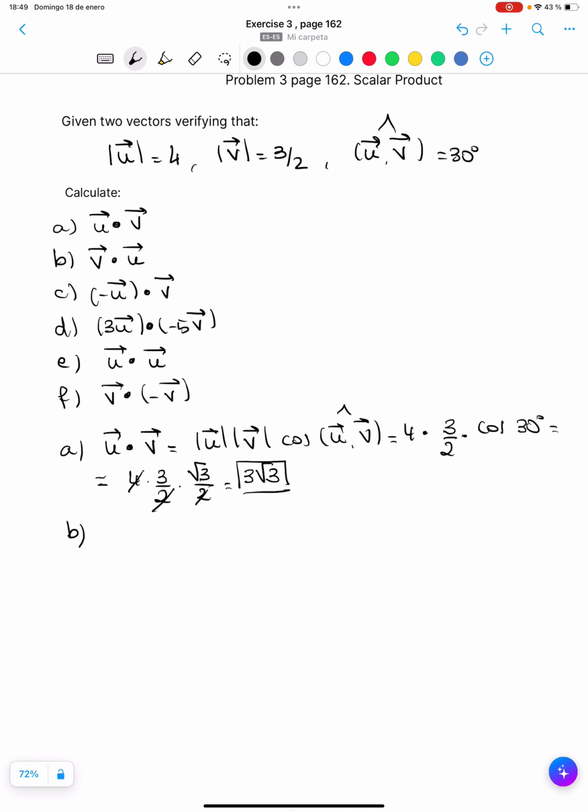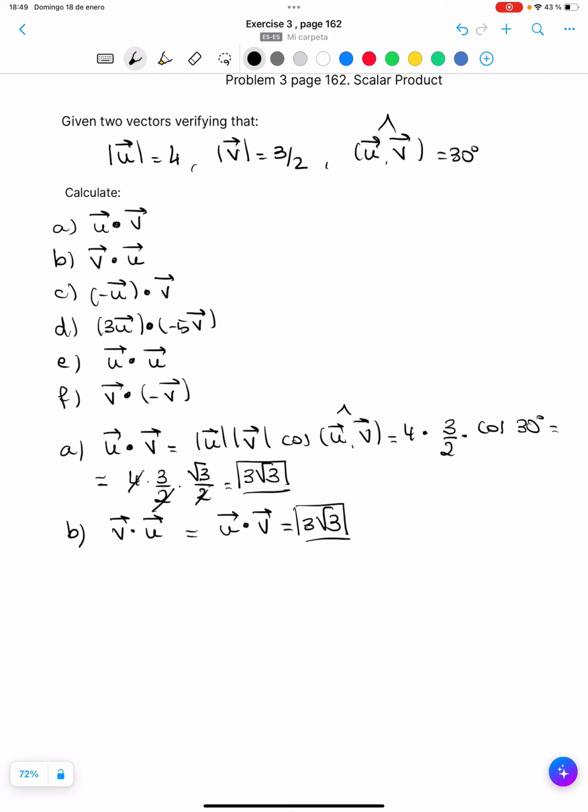Second question, scalar product of v and u. We know that the scalar product verifies some properties. The first one of them is the commutative property or law. So the scalar product of vector v and u is equal to the scalar product of the vector u and v. So the solution of the second exercise is the same as the first, 3 the square root of 3.